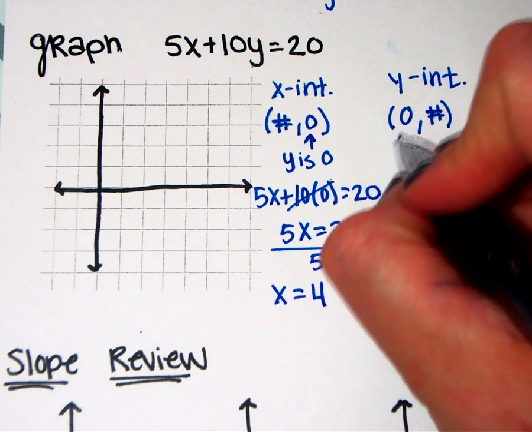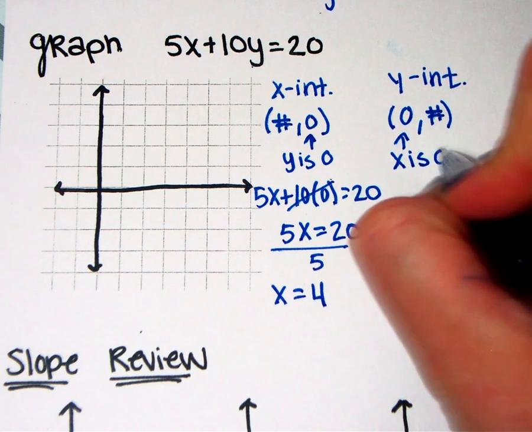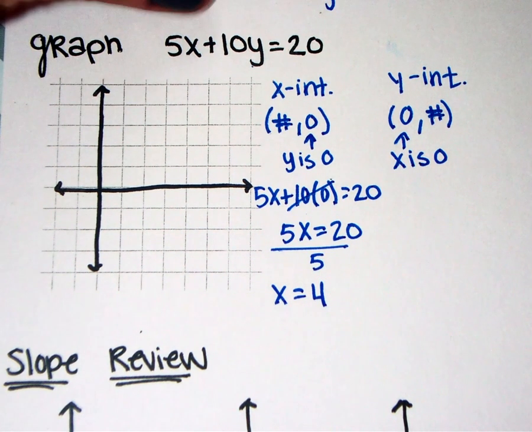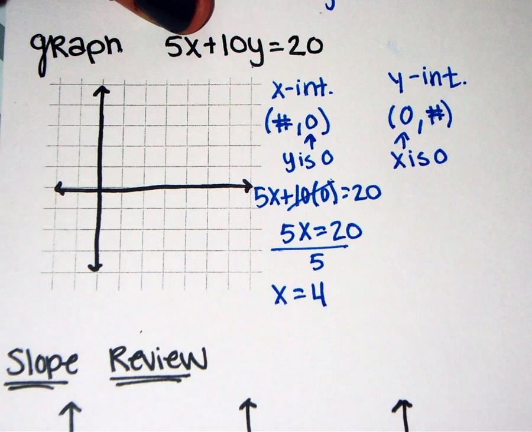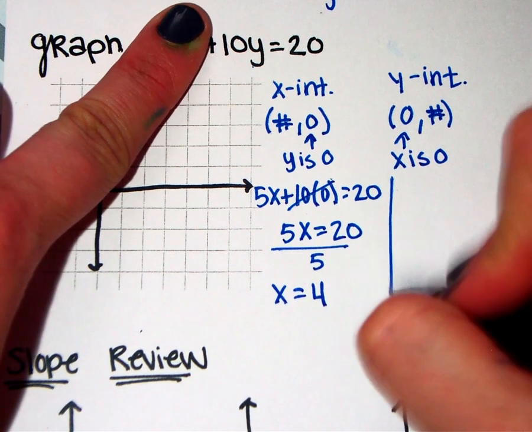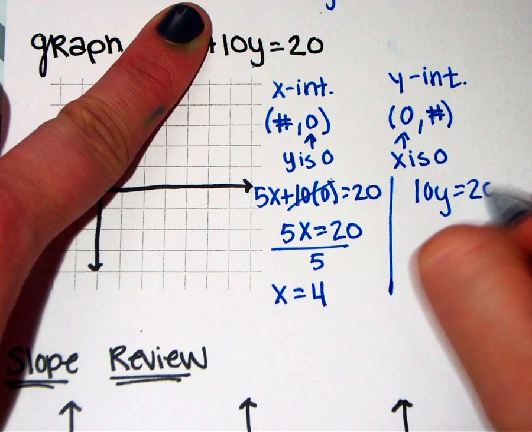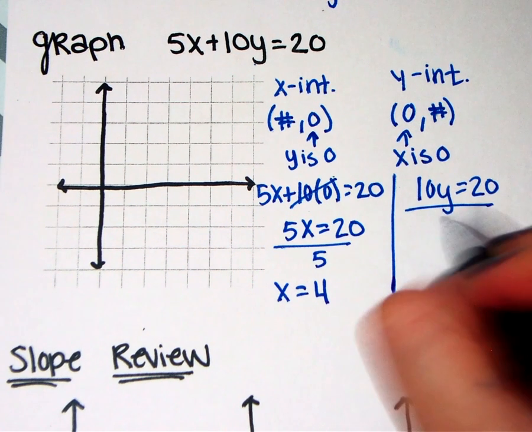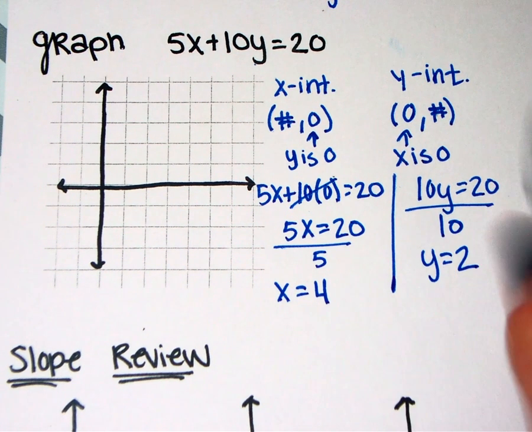Let's try that shortcut on the y-intercept. So if it's a y-intercept, that is when x is 0. So if I look up here, if I plug a 0 in for x, 5 times 0 is 0. So if I just cover it up, I'm left with 10y equals 20. Dividing both sides by 10, I get y to equal 2.